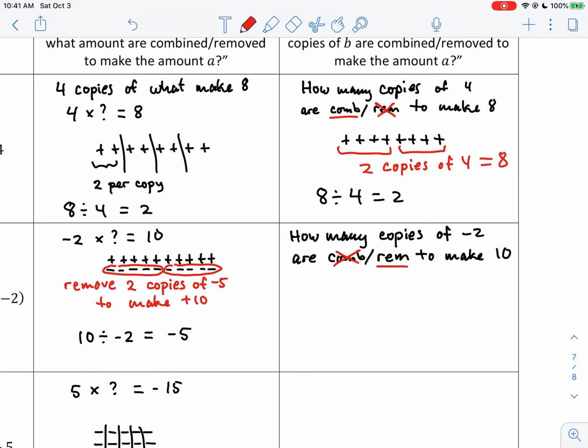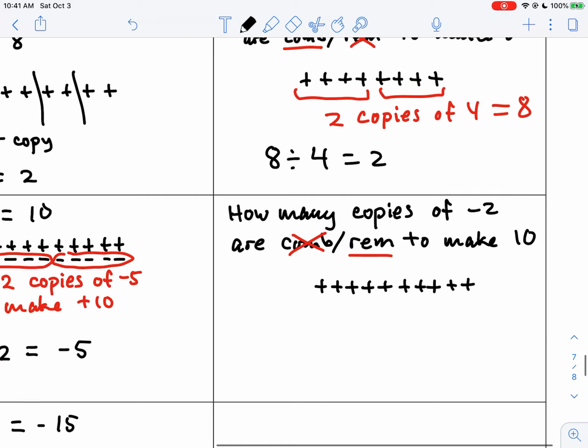We've got to remove copies of negative 2 to make negative 10. So I know that the result we want is 10. So let me write down a representation for the 10. 1, 2, 3, 4, 5, 1, 2, 3. Okay, so there's my 10. And here's all the negatives, so that we have 0 on the board right now.